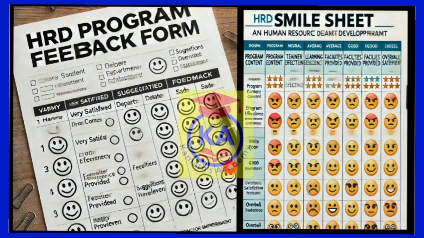If the employee has enjoyed the program, he will tick this option. If he is angry with or not satisfied with the program, if he found it very boring, then he will select this option, this emoji. These are just a draft, so the image may not be so clear. I have provided this image just for understanding purposes, to show how a smile sheet will look.